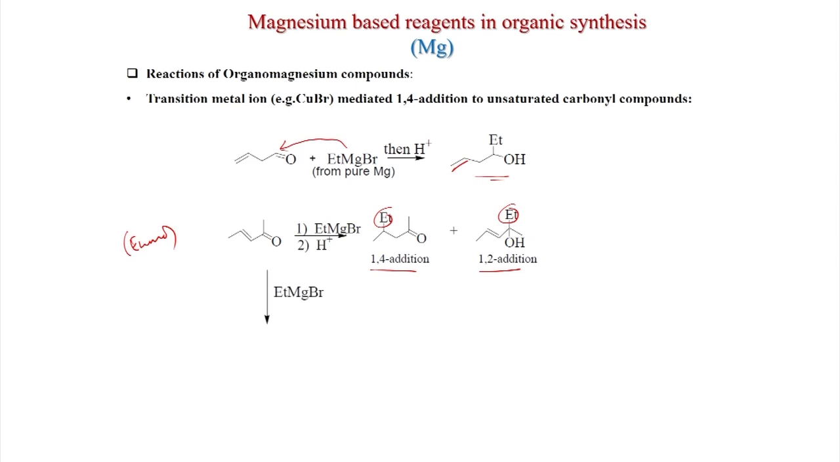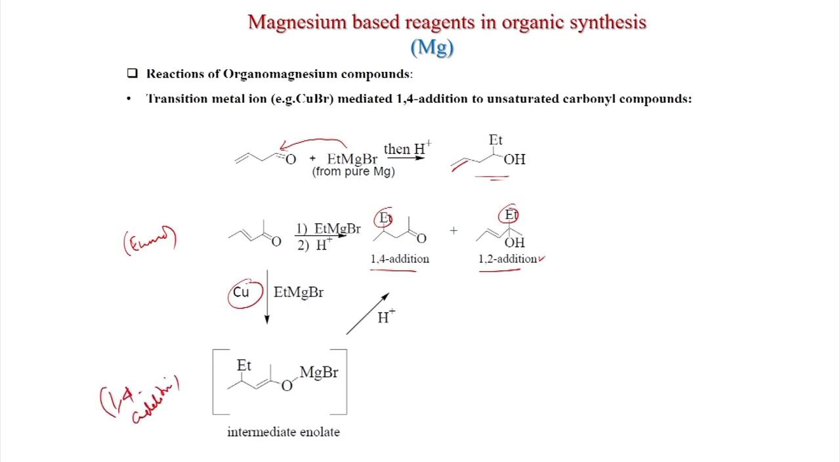Here are more details. Suppose simple ethyl magnesium bromide, H plus, you get the 1,2 addition. On the other hand, if you have copper, then this is 1,4 addition. With copper, this becomes 1,4 addition because it generates a soft nucleophile. It reacts with the Grignard, generating the soft nucleophile R2CuBr or EtCuBr, and now this adds to the ethyl here, and an intermediate enolate is formed, which after acid treatment gives the 1,4 addition product. Also, a methyl group can be used. So, this is the difunctionalization.